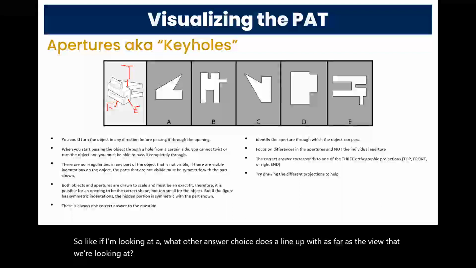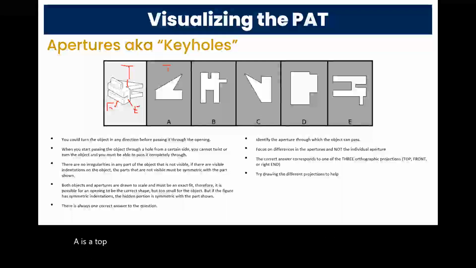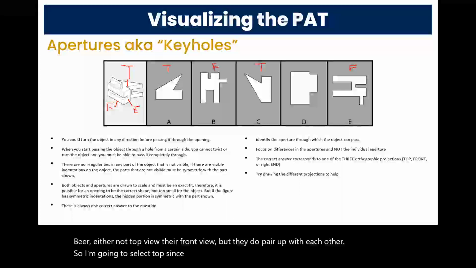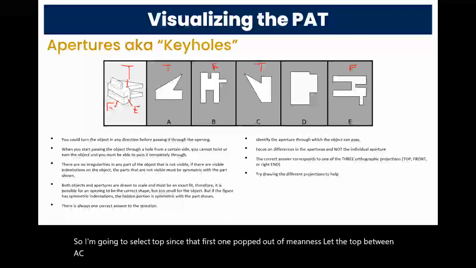A is a top view. What other one is a top view? C would be the top view. B or E, they're not top view, they're front view, but they do pair up with each other. So I'm going to select top. Since that's the first one that popped out at me, I'm going to select the top. Between A and C, which one of those just doesn't work and why?